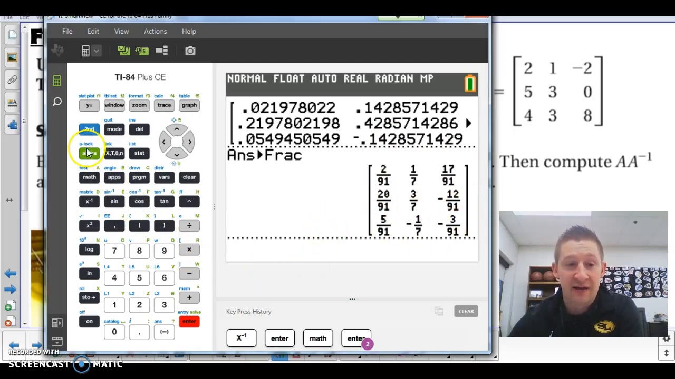Now remember, if we take a matrix times its inverse, let's say we do that. Let's take A times the previous answer, which is this matrix. We should get the identity matrix.